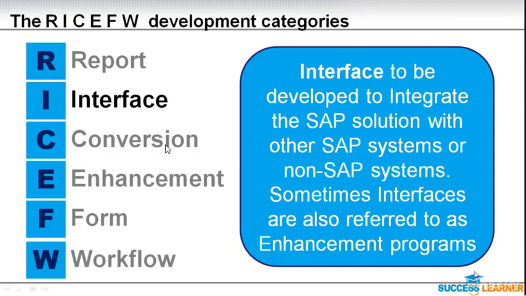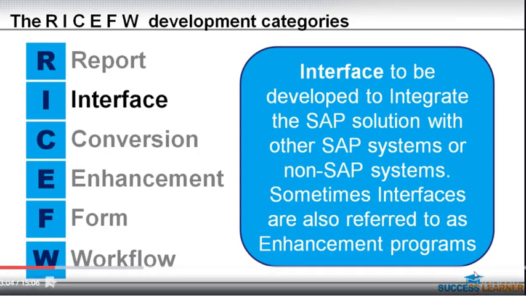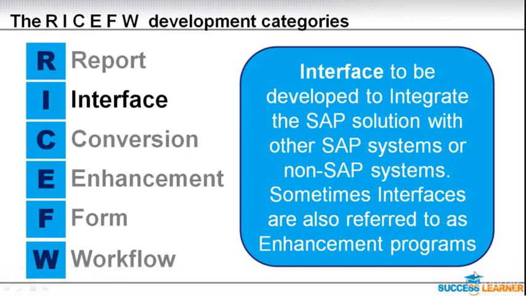Second category is interface. Interface is to be developed to integrate the SAP solution with other SAP systems, or it can even be non-SAP systems. So sometimes interfaces are also referred to as enhancement programs. So an interface program is basically a program that's running, and it allows you to either send or receive certain data, and it does some checking as part of processing that data. When we're talking about development in SAP, you should keep all your interfaces in the category I, interface, even though it might be technically an enhancement program.